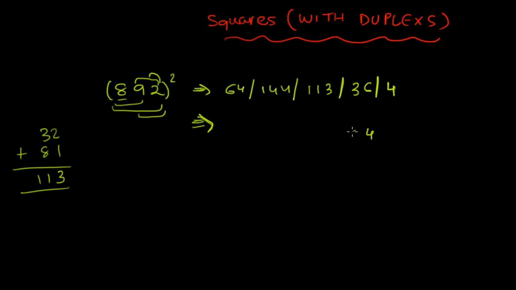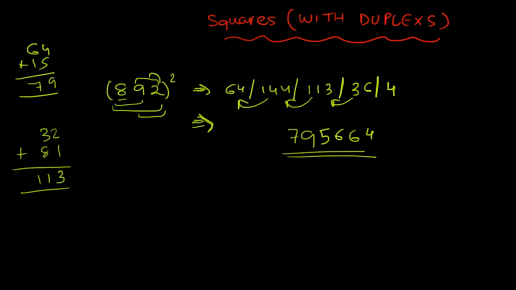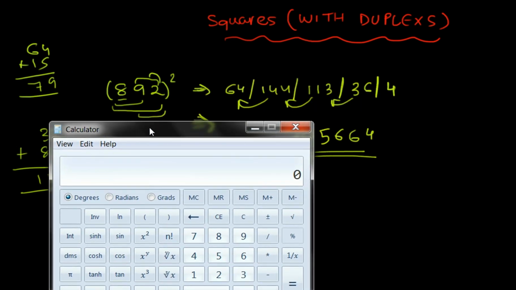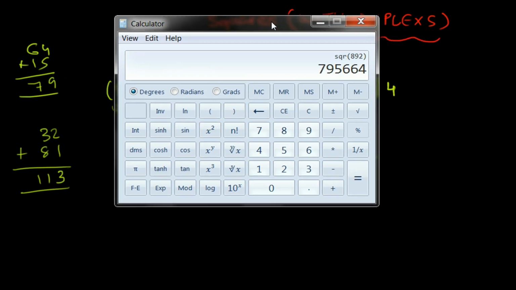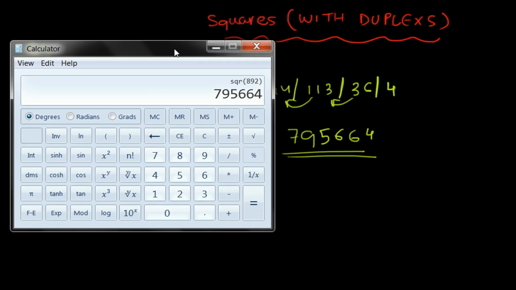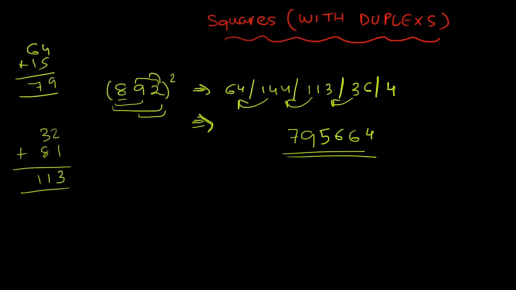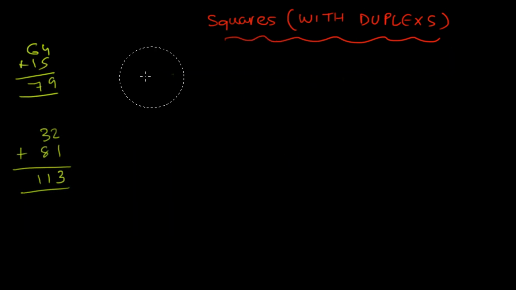So it'll be 4, 6, the 3 gets carried over, so it's 6, the 11 gets carried over, so it becomes 5, and then it's 15, so this 15 gets carried over, so 64 plus 15, how much would that be? That would be 79. I suppose this is the correct answer, 795664. Alright, so 892 whole square is 795664. Lovely, isn't it? And this is really fast, isn't it?